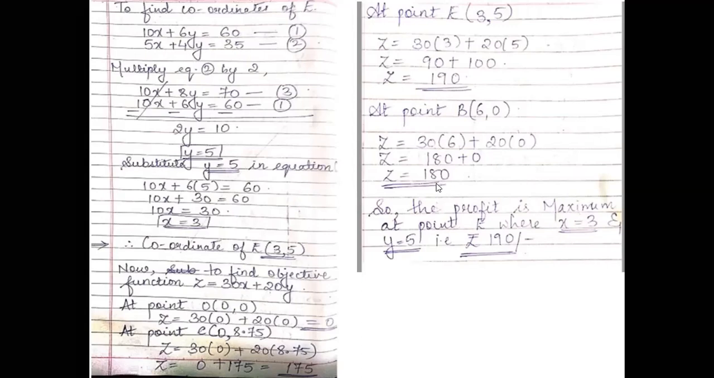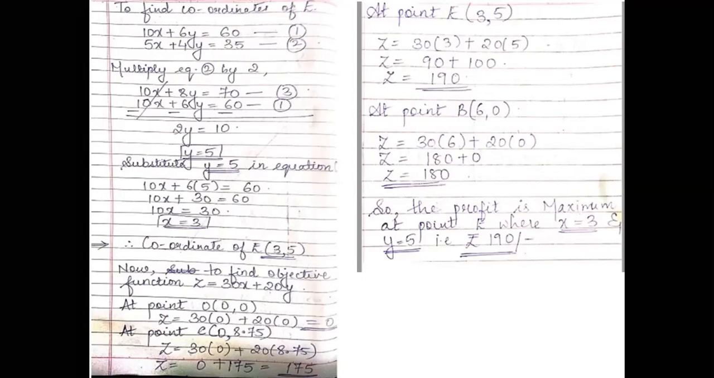So if you paid attention class, the question was asked maximization. Maximization means we have to take the maximum possible value, and a maximization problem always denotes profit. So the final answer will be the profit is maximum at rupees 190. This is the highest, and that is at point E, where the value of X was 3 and the value of Y was 5. So in this way, you have to solve the entire LPP problem.